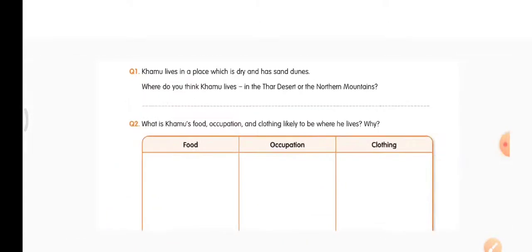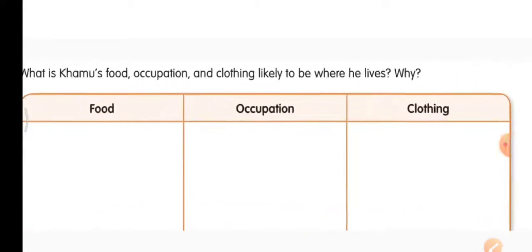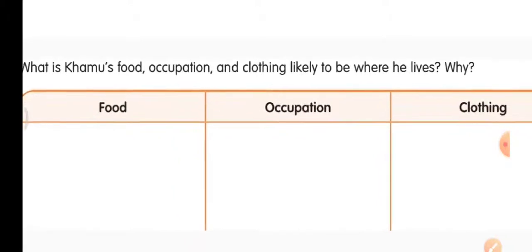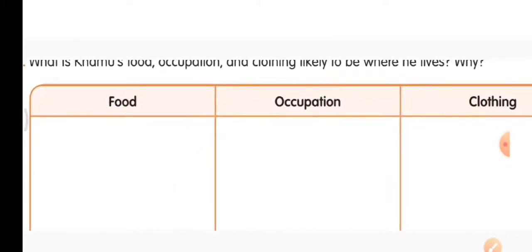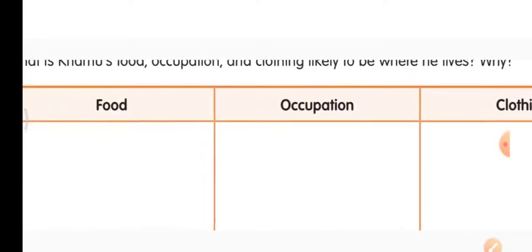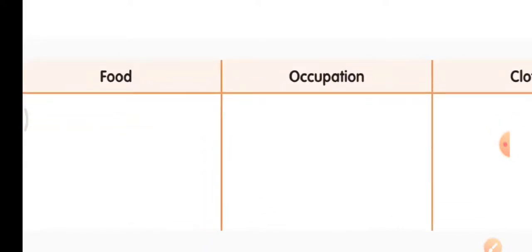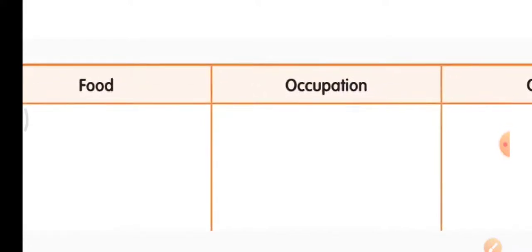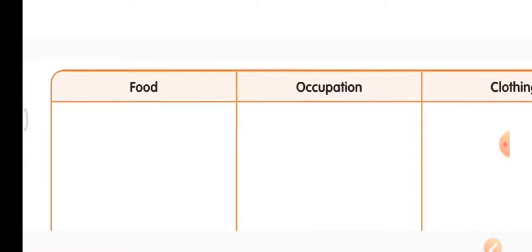Question 2. What is Kamu's food, occupation and clothing likely to be where he lives? Why? Okay, what does he eat, what does he do, and what does he wear? Kamu eats roti made of bajra and jawar and milk products. Okay. Occupation, what does he do? They do pottery, they make crafts, they also rear crops.